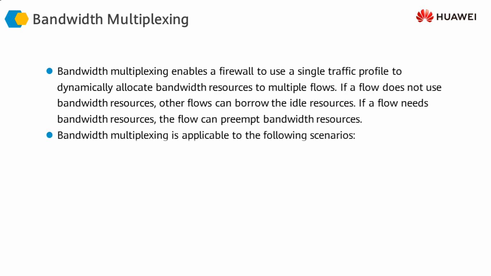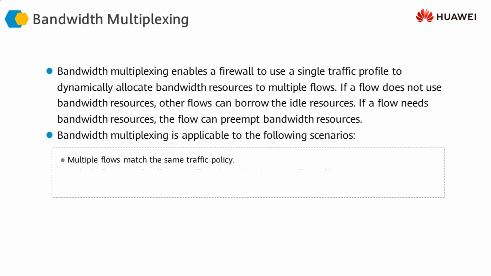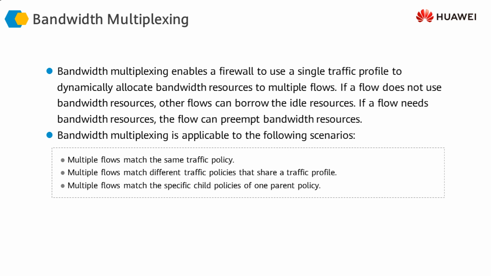Then comes the concept of bandwidth multiplexing. This is similar to, or this includes, the dynamic even distribution of bandwidth. We have already discussed that. What this means is that if we have defined overall bandwidth for a certain department, then each user in that department is going to be assigned the bandwidth dynamically. This is called bandwidth multiplexing.